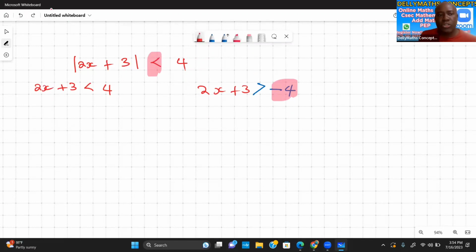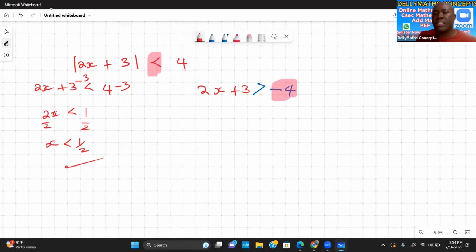Now let's take a closer look. Solution 1, we want to subtract 3 from both sides. So what we're looking at is 2x is less than 1. Then I divide both sides by 2. Then x is less than a half. That's one of my solutions.